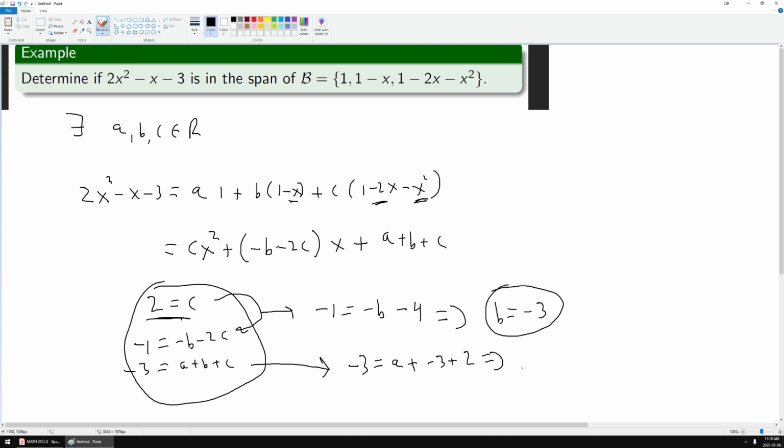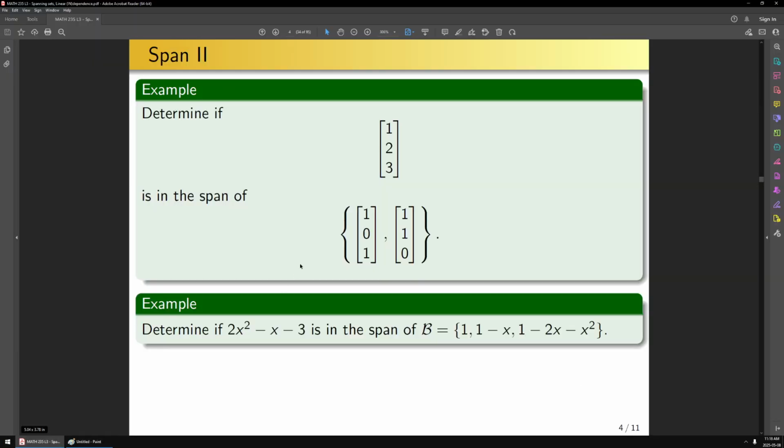So here, I can solve this for a. So 3, when I add this 3, I get a 0. When I subtract that, I get minus 2. So I have successfully solved the system, the 3 circled bits there. Therefore, the answer to this one is yes. It is in the span because I wrote it as a linear combination of the vectors that, yeah, I'm spanning.